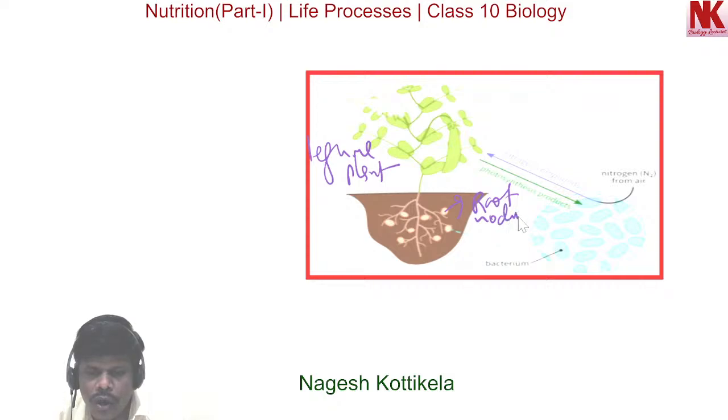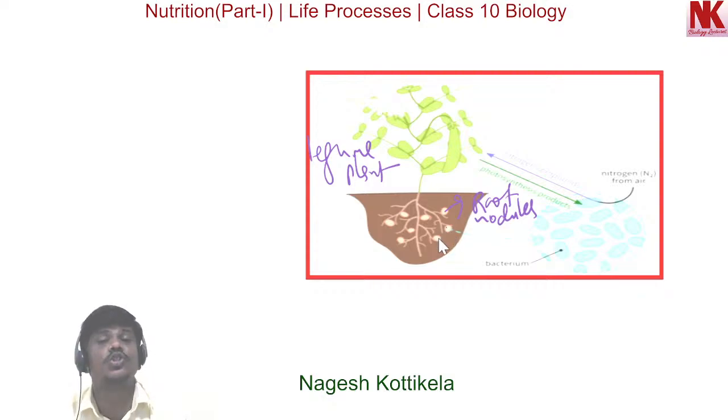If it is magnified, this is how the root nodule looks, the large structure. Inside these root nodules you can see the bacteria. They are very important in the nitrogen fixation process. So the bacteria live inside these root nodules. When the bacteria is inside the root nodule, you can think about what is the benefit to the bacteria. It is getting the shelter. It is getting the nutrients from this plant.